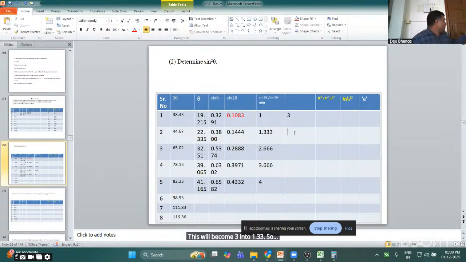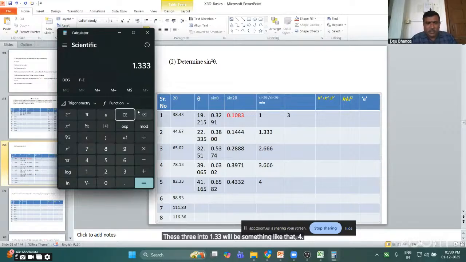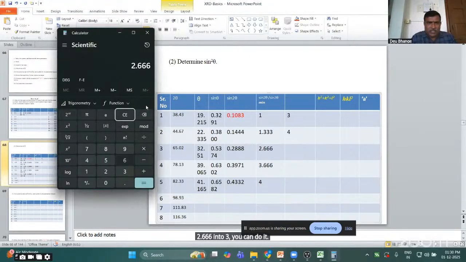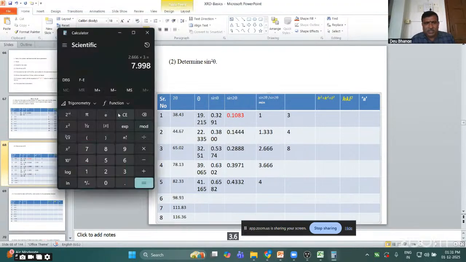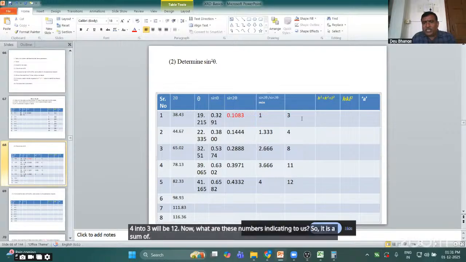So this 3 into 1.33 will be 3.99, which means approximately 4. 2.666 into 3 is equal to 7.998, so you can approximate it as 8. 3.666, you can multiply it with 3. It will be 10.998, which means 11. 4 into 3 will be 12. Now what are these numbers indicating to us? It is the sum of h square plus k square plus l square.